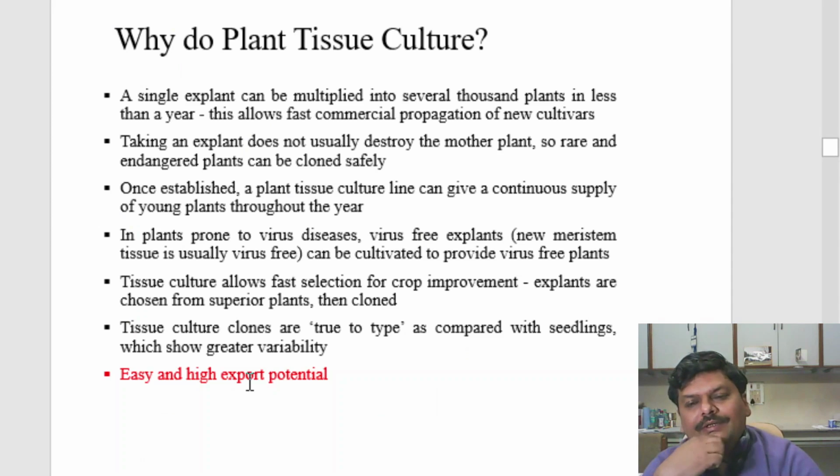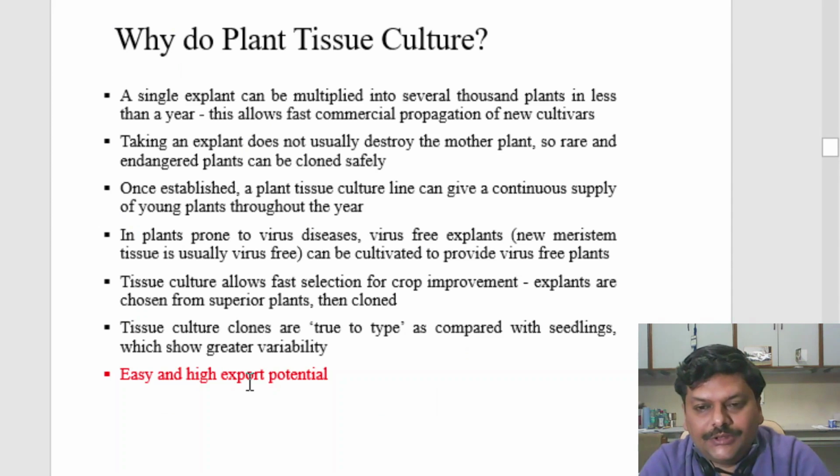So what is there in plant tissue culture which is so useful? Why do people do plant tissue culture, or why do we need it in practice, apart from its applications? There are many possibilities. Some of them I listed here: a single explant can be multiplied into several thousand plants in less than a year. So if we establish a proper plant tissue culture method for our crop of choice, say for example sugarcane, there are varieties of sugarcane which are developed by plant tissue culture.